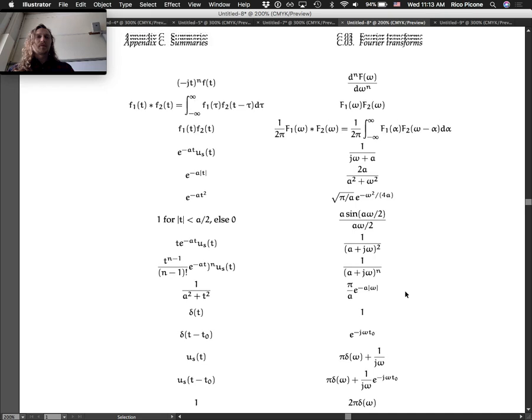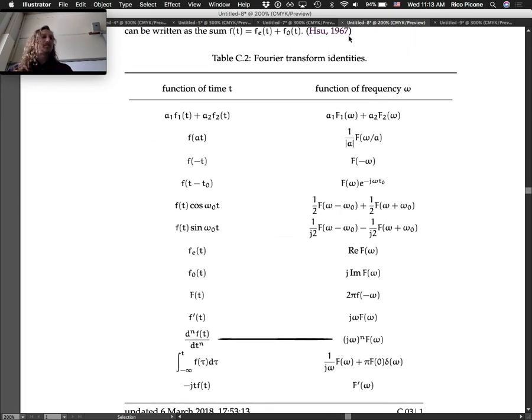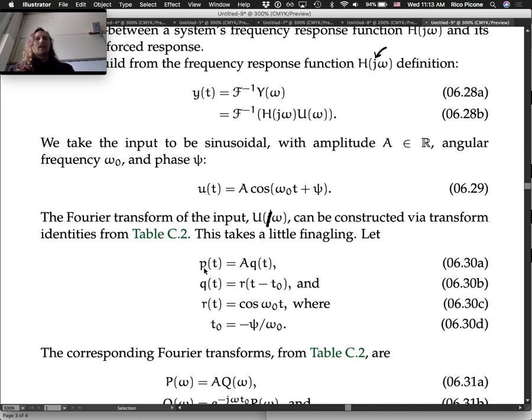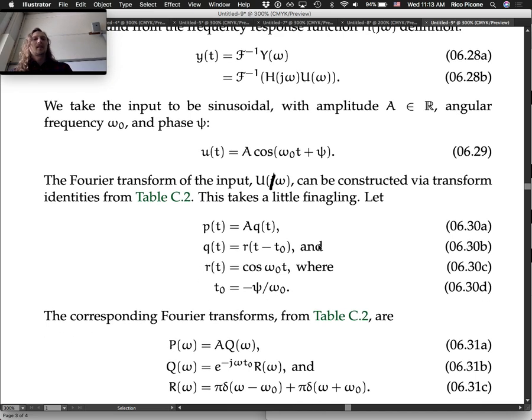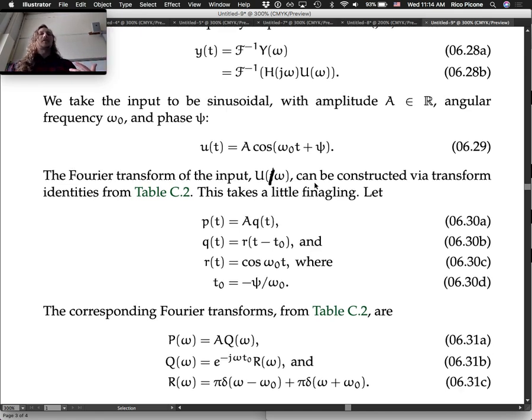So our Fourier transform table, remember, it's got all these identities for the time domain versus the Fourier transform or the frequency domain. There are 3 that we're going to use here. There's a little bit of work to make this 6.29 show up in the table precisely. So what I decided to do is break it down into 3 different functions of time and show the corresponding transforms from the table.